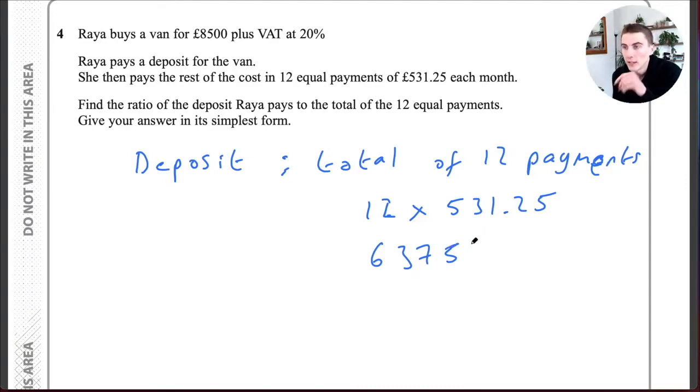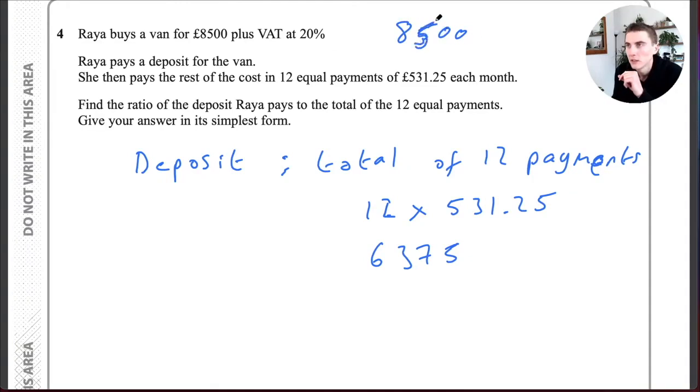And next, we need to find the deposit. We don't know what the deposit is, though. It doesn't really tell us. But if we work out the total cost of the van, and we subtract how much she paid in the payments, the other bit must be the deposit that she paid initially. So what we're going to have to do is, first of all, work out how much the van cost. So we're going to have to do 8,500.